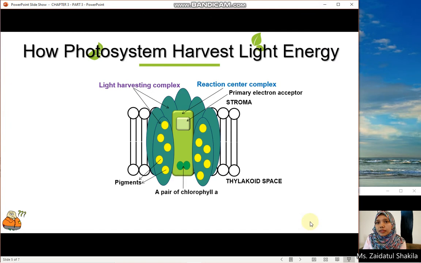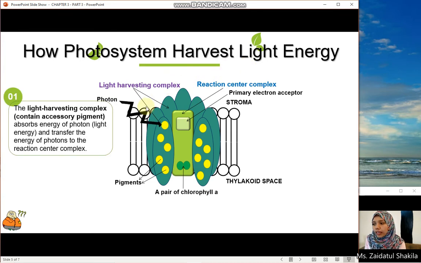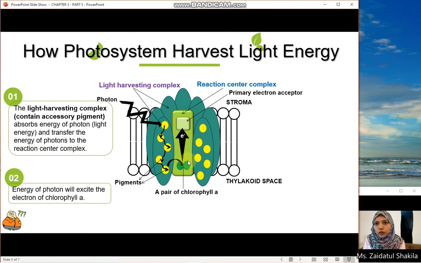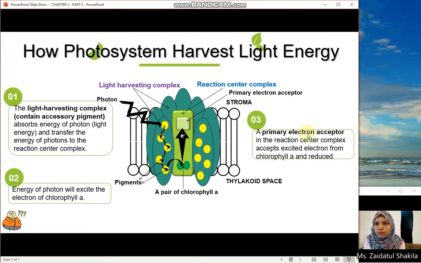So how does the photosystem harvest light energy? During the light-dependent reaction, the light-harvesting complex will absorb the energy of a photon, and the energy will be transferred from one pigment to another pigment until it excites the electron in the chlorophyll A. The energy of the photon will excite the electron in chlorophyll A to the primary electron acceptor. The primary electron acceptor will accept the excited electron from chlorophyll A and is reduced by gaining the excited electron.